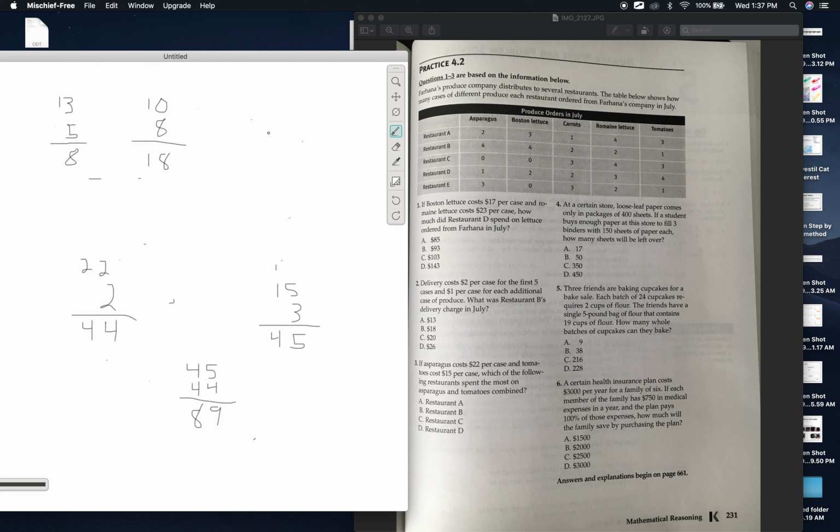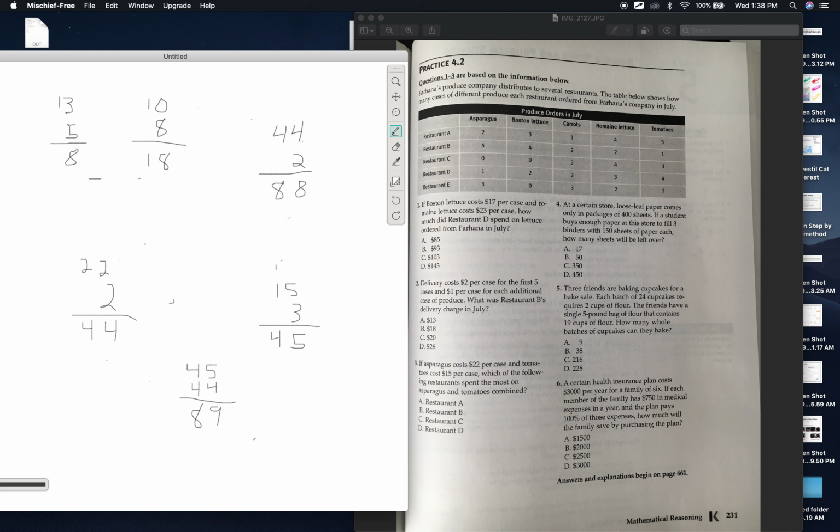Okay, 4 times 22, which is asparagus. We already know 2 times 22 is 44 because we did it previously. So let's do this. I could do 44 plus 44 since each of these represents 2 purchases or 2 cases. I will, however, just times it. 2 times 4 is 8. 2 times 4 is 8.